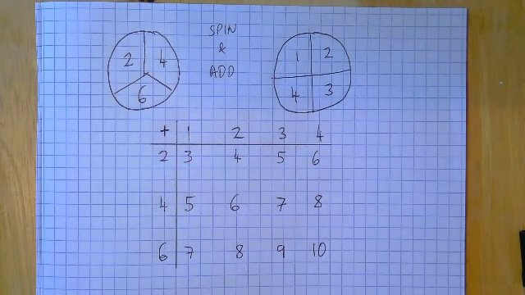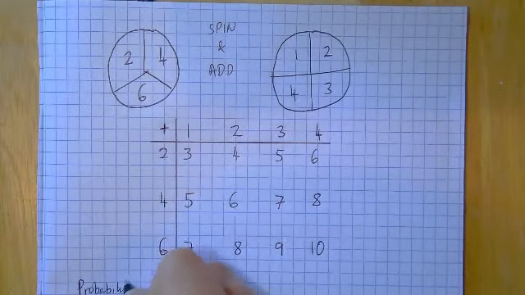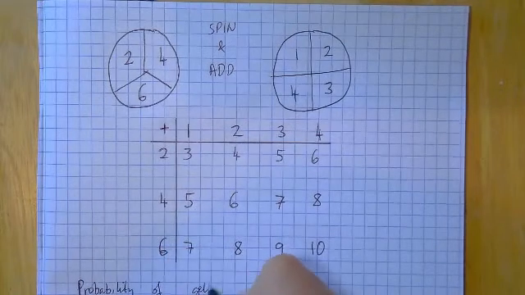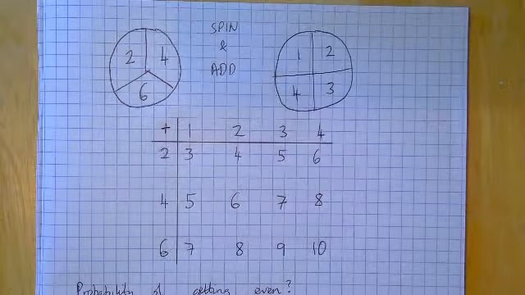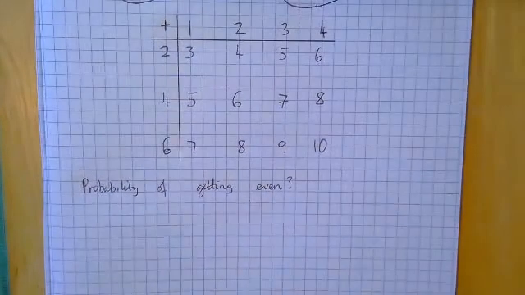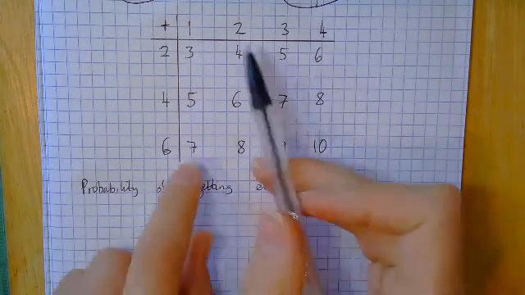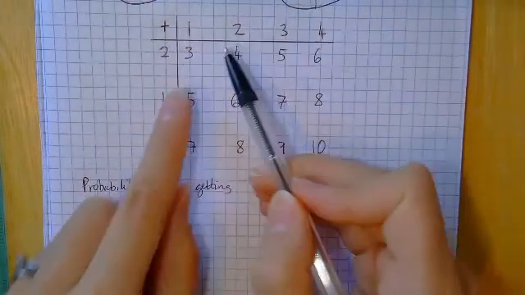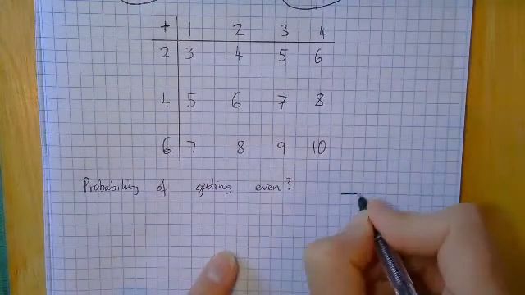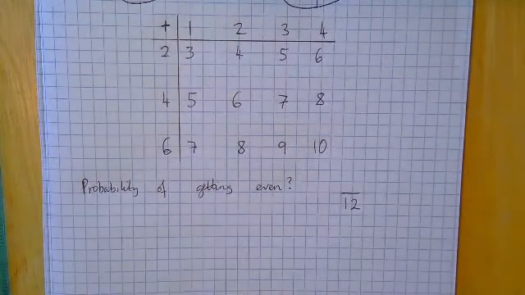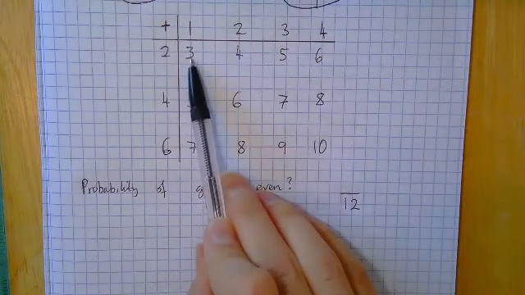So let's have a look at what kind of thing they could ask us. Well, they might ask us, what's the probability of getting an even number? Right, well, 2 questions. How many options have I got altogether? Remember, I'm just looking in my table. 1, 2, 3, 4, 5, 6, 7, 8, 9, 10, 11, 12. So the number on the bottom of my fraction is going to be 12.